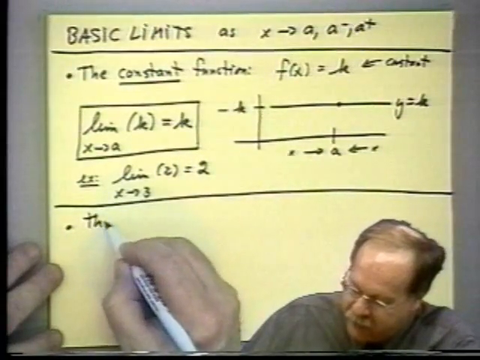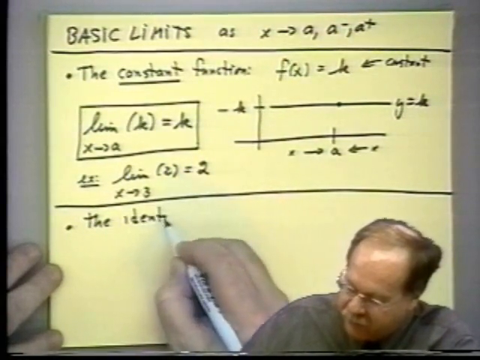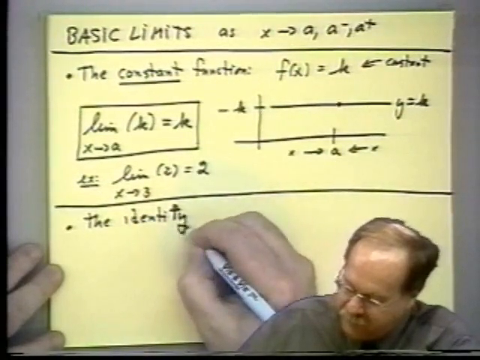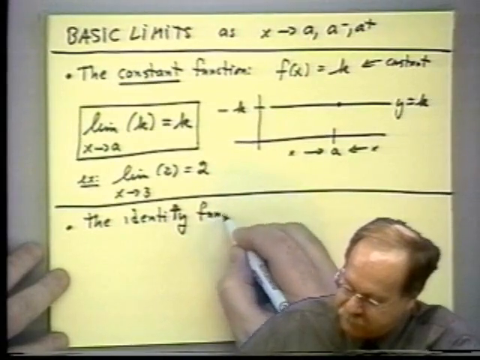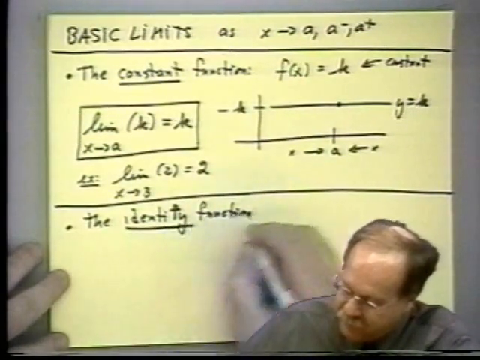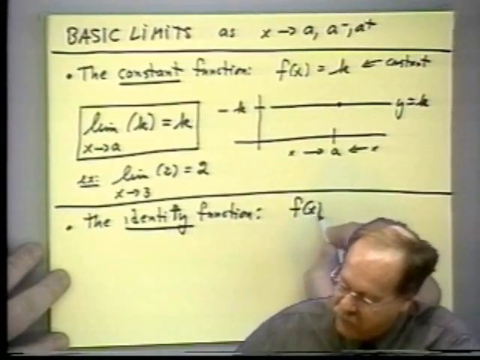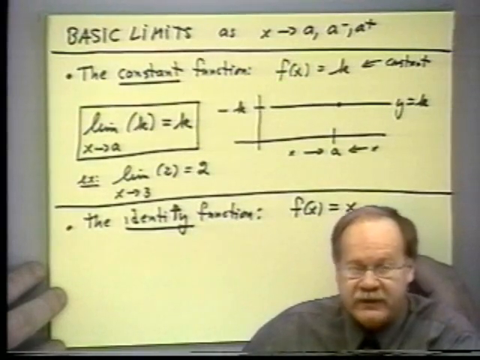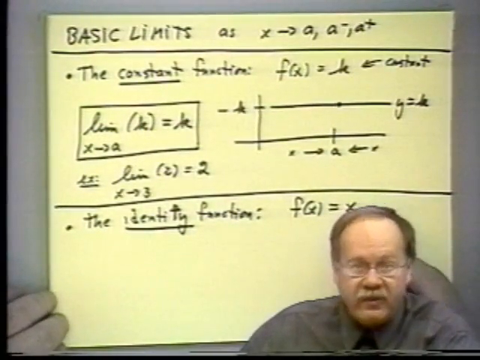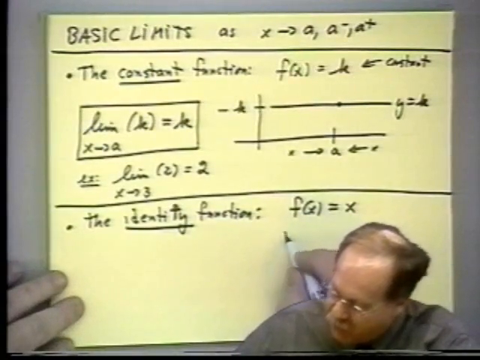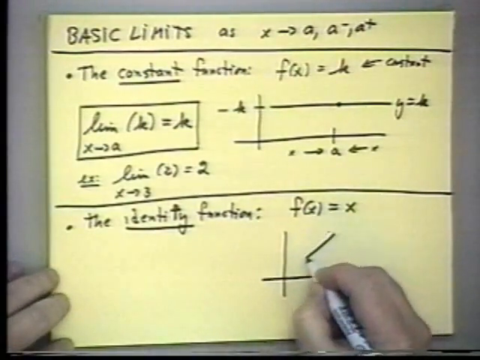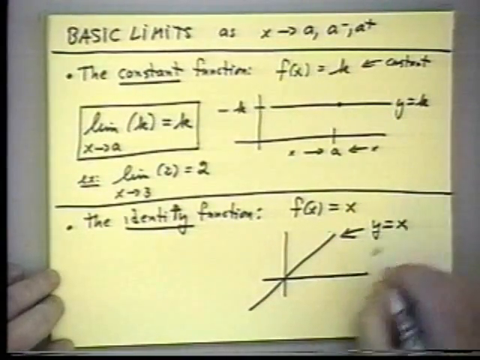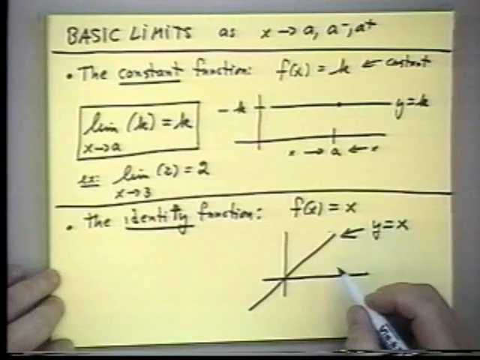Let us go on and look at another very simple function, which is a step above, the identity function. Okay? This is the function f of x equals x. In other words, it's the function that doesn't do anything to x. It simply repeats it, or echoes it, if you like. This also has a very easy graph. It's simply the 45-degree line, because if f of x equals x, that can be interpreted as y equals x, and that's a line that everyone knows.